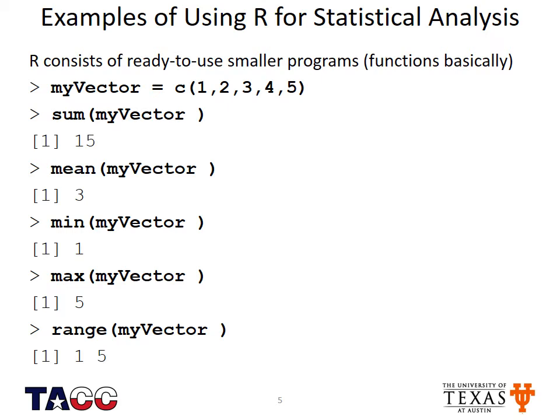Now that you have a vector created using this aforementioned command, you may perform statistical analysis on it using other inbuilt functions in R. For example, to find the sum of the numbers in the vector named myVector, you may use the function sum and pass myVector as an argument to it. Likewise, you may find the mean and range of values stored in the vector. You may also find the maximum and the minimum values stored in the vector by using inbuilt R functions.